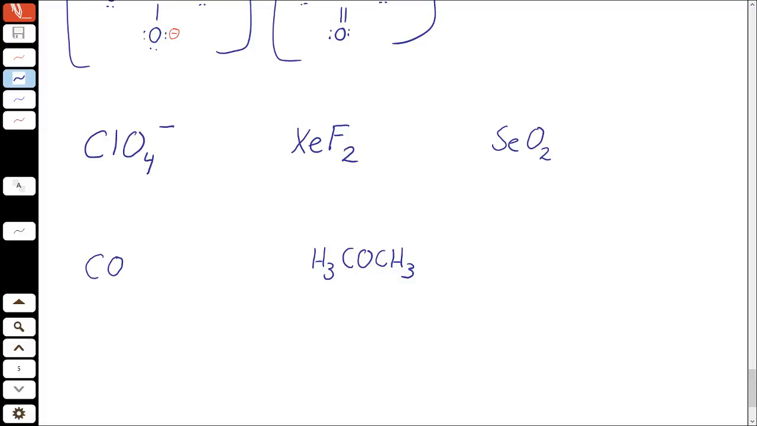So this organic one looks good. I would lose the brackets just because it's not charged. The brackets usually mean that we're dealing with an ion of some sort, but the structure itself looks good. This one over here, perchlorate ion. I would make this a little bit different. Any idea?